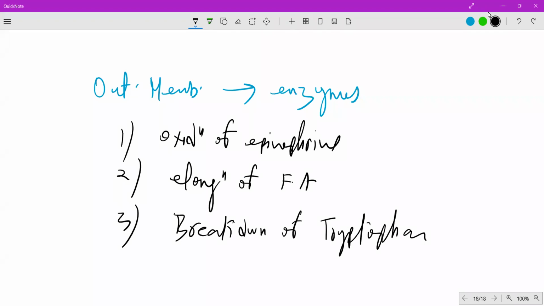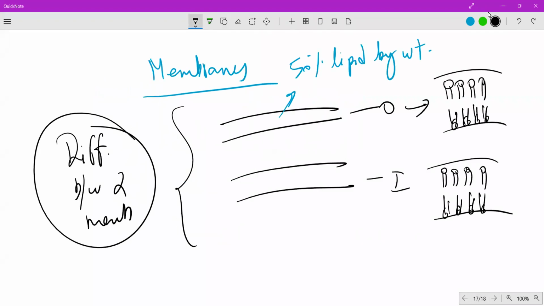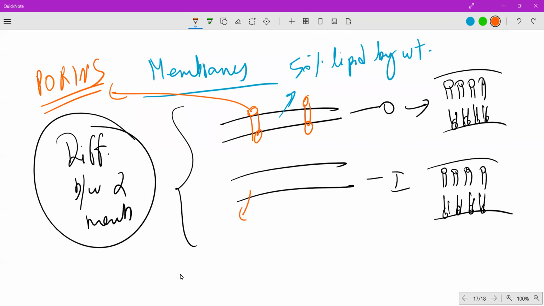And at the same time, if you look at the outer membrane, we know outer membrane has transport proteins which are called porins. These porins are absent from the inner membrane. Look at the differences. Porins are present in the outer membrane.